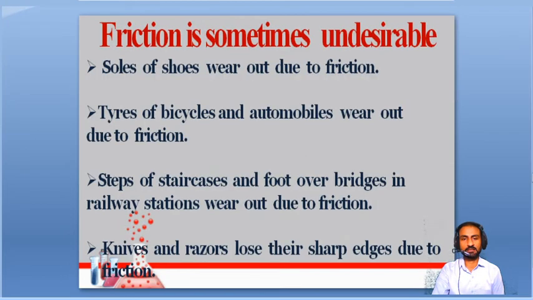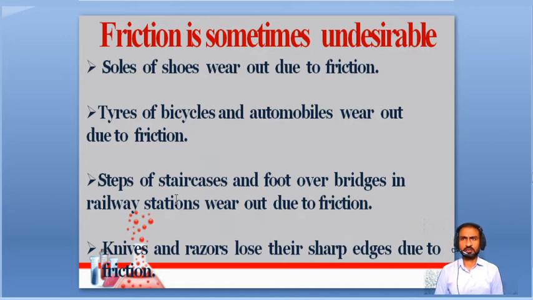Now we are discussing our next topic, that is friction is sometimes undesirable. Yes, this is undesirable also. Why? Because due to friction and due to walking, the soles of shoes and other things like automobile tires get worn out. Tires of bicycle, motorcycle, automobile wear out due to friction. And then steps of staircase, foot over bridge or railway station wear out due to friction.